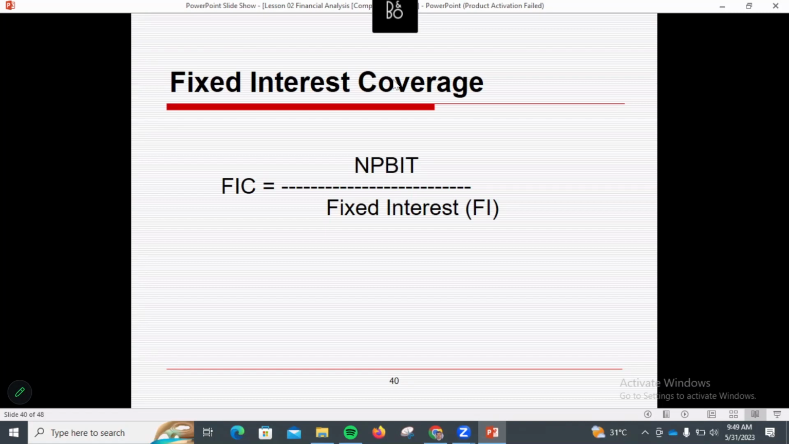It should definitely be more than one. At least, to pay 1 rupee of interest, the firm should have generated 1 rupee of net profit before interest and tax. There is a cutoff. So as long as the company has the fixed interest coverage, it would be interpreted that the company has good solvency in terms of paying the fixed interest out of the profit.